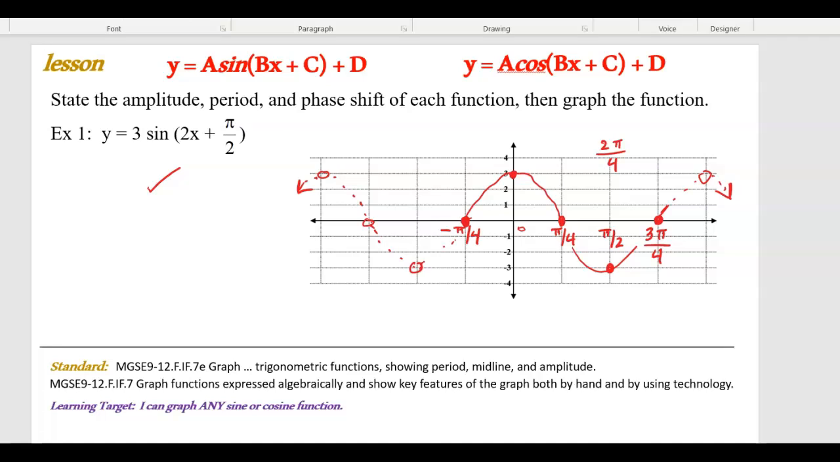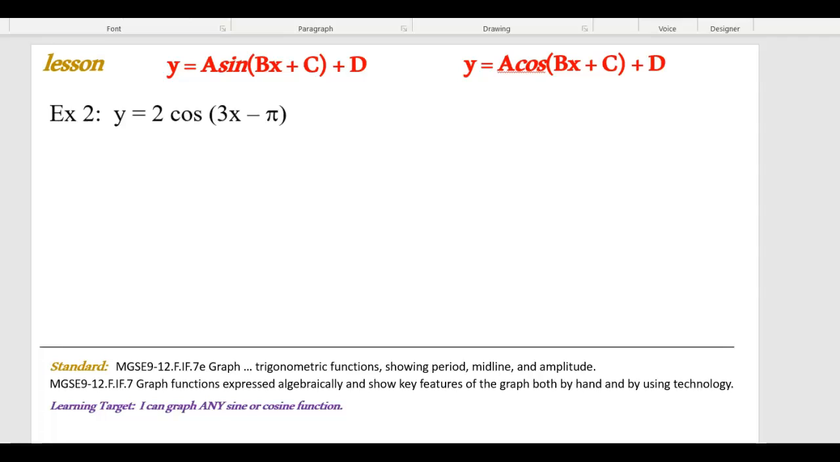Example 1 done. Skip to the next problem. All right, so here we go. This one's going to be a little bit trickier because it's cosine, and you'll see what's going on with the x values. It's going to be a little bit more involved.